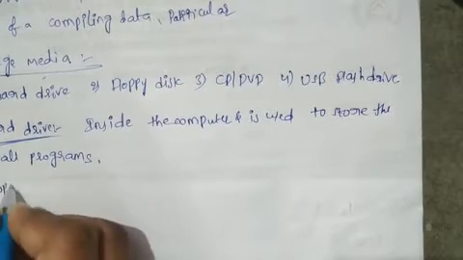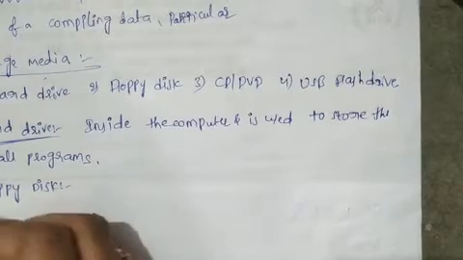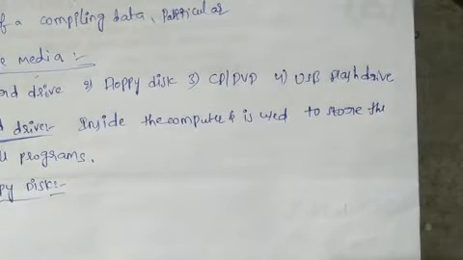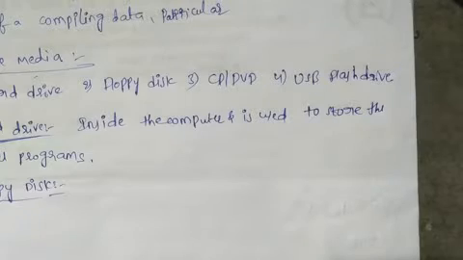And next one is the floppy disk. This is also used for storing purposes. The floppy disk is a portable storage medium that can be used as per requirements. It can store a large amount of data. The hard disk is also used for storing data, but a very large amount of data can also be stored in the floppy disk. Sometimes when the data is large, that time you use the floppy disk.